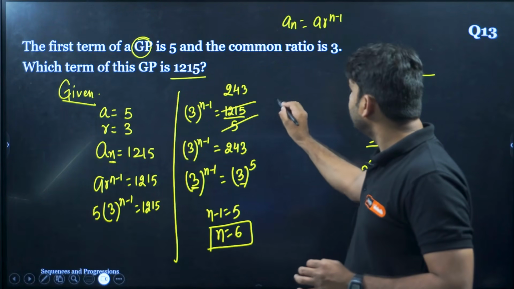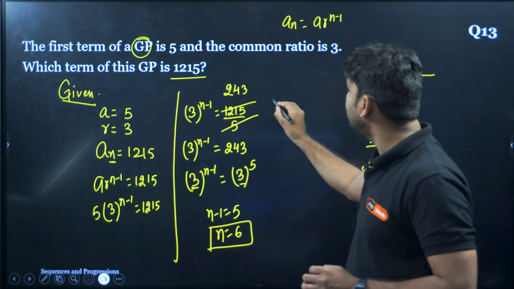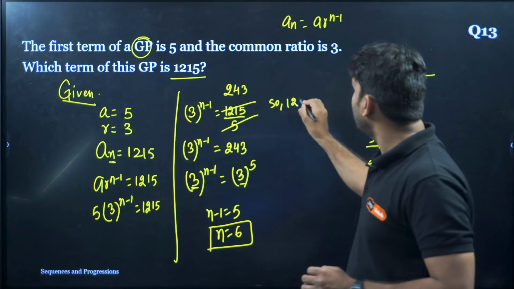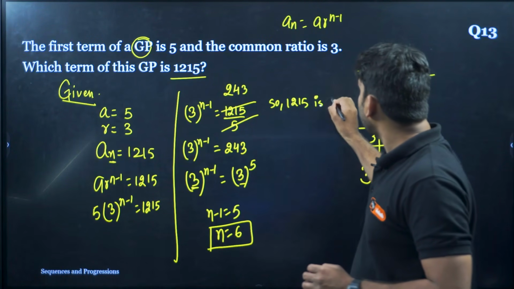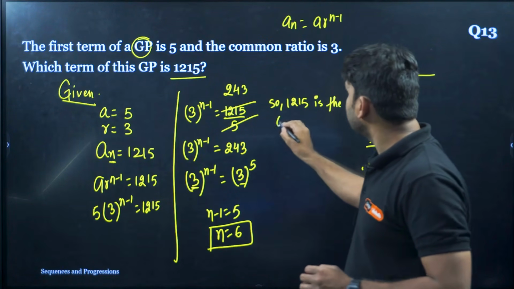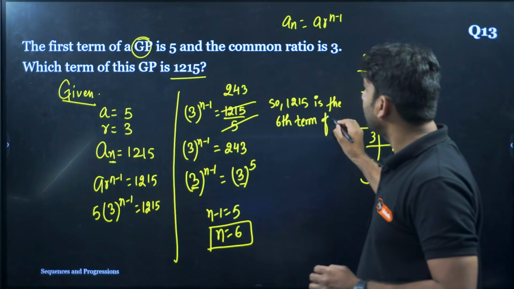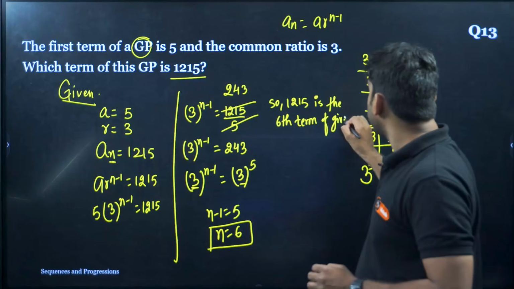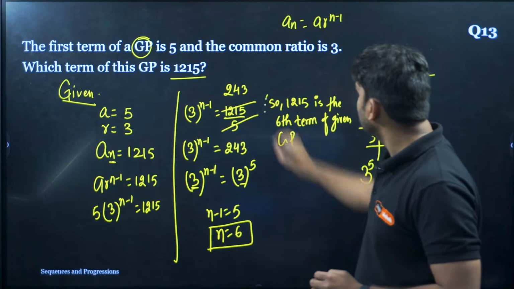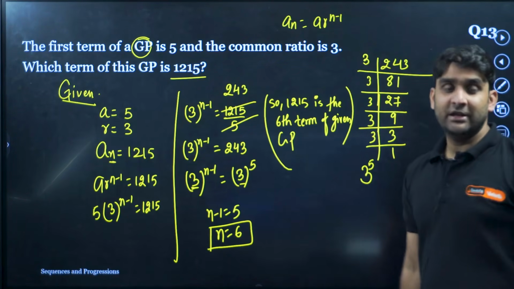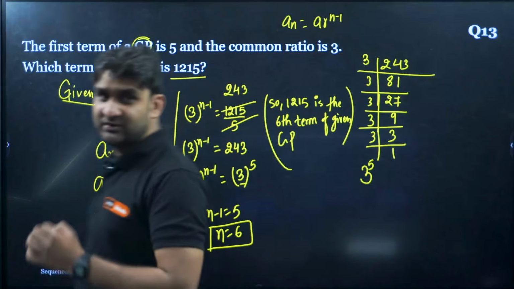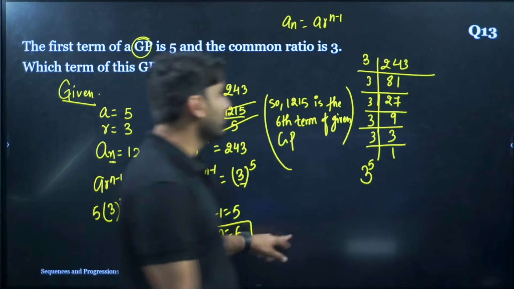So please write down the final answer in words. 1215 is the sixth term of the given GP. This is the answer. Clear, everyone? 1215 is the sixth term of the given GP. Moving to the next question.